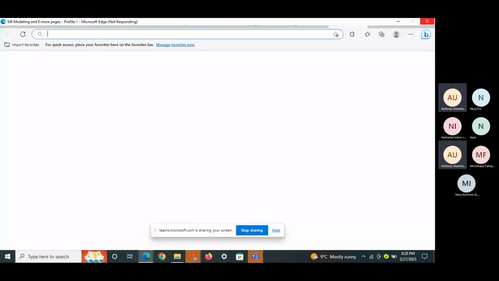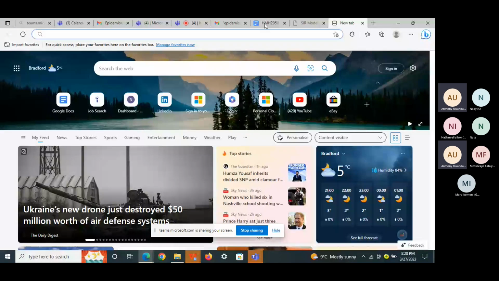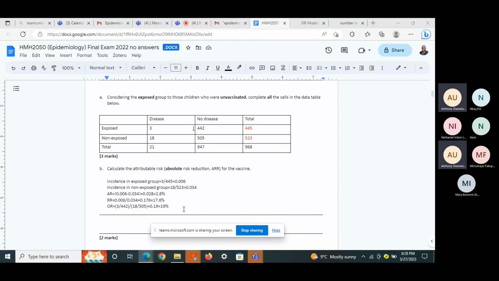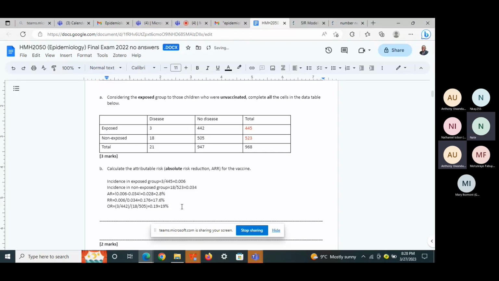So can someone remind us what's the formula for the number needed to treat, please? Just type it in Google, you get the formula. So we can do it at once. What's the formula for number needed to treat? 1 over AR. NNT is 1 over AR, so that would be the inverse. So 1 over the absolute risk reduction.